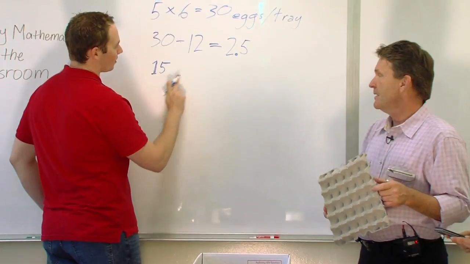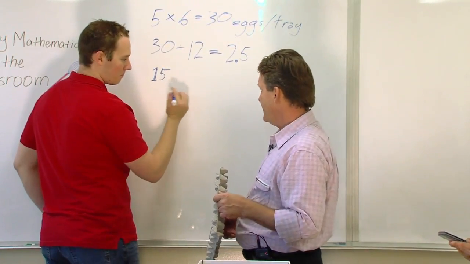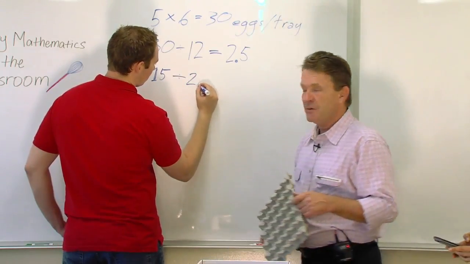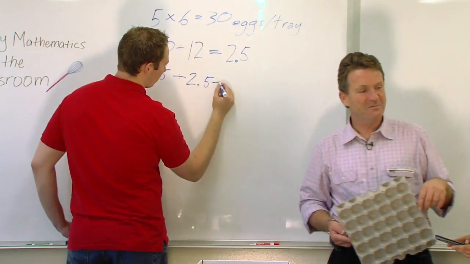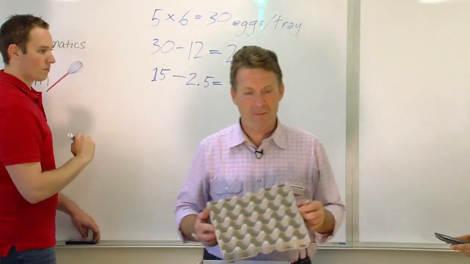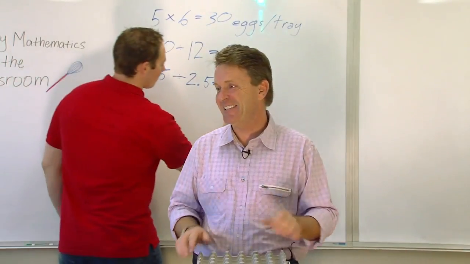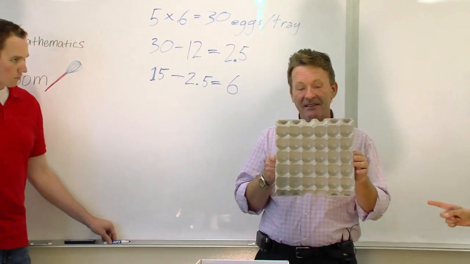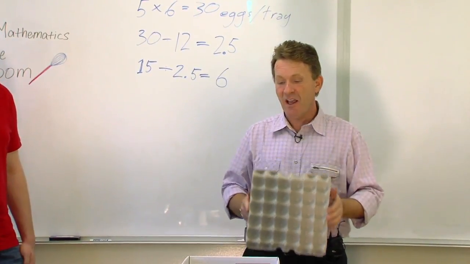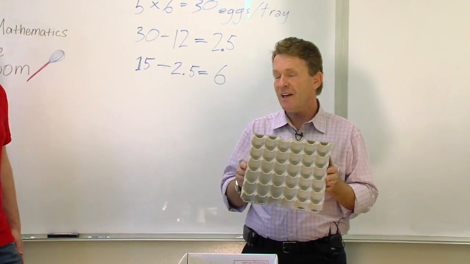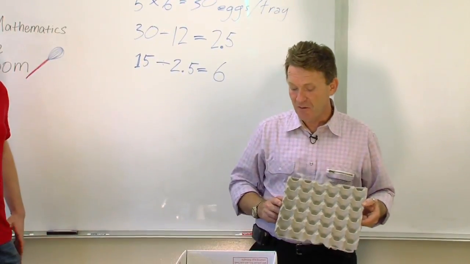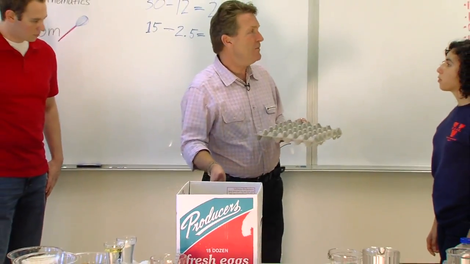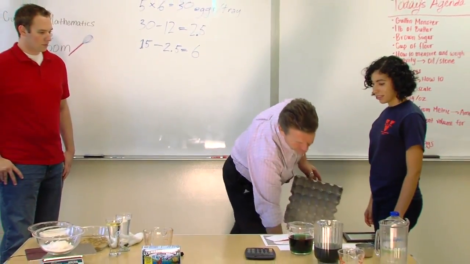So then 15 divided by 2.5. 15 dozen divided by 2.5 equals 6. So now the students realize that there are 6 trays of eggs in each half box. 6 trays of 2.5 dozen equals 15 dozen, which is the same as what you see here, 15 dozen. Okay? So now we make it a little bit more interesting.